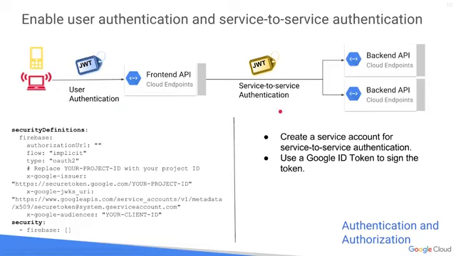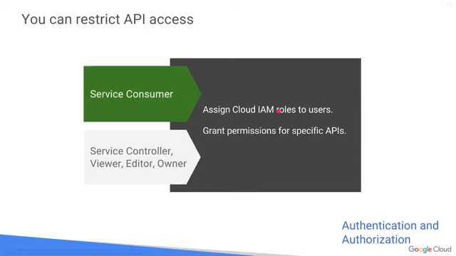For service-to-service authentication, create a service account. Use a Google ID token to sign the request. To restrict access to your Cloud Endpoints API, you can assign Cloud Identity and Access Management roles to specific users. You can grant access to a specific API or to the entire cloud project.